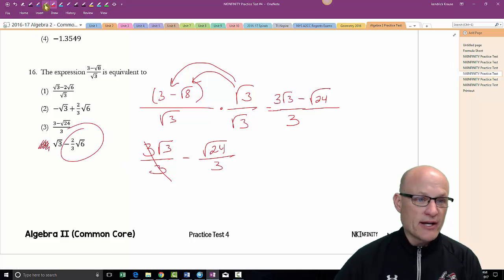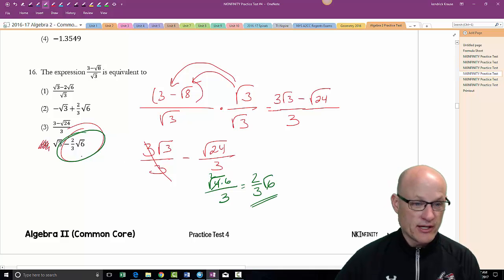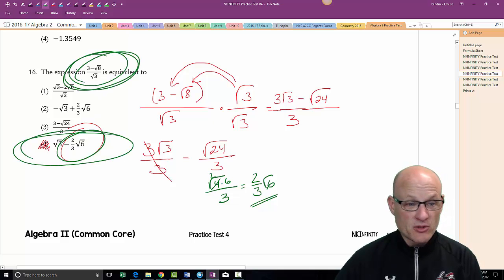Well, that one you have to do a little bit of work. The square root of 24 is the square root of 4 times 6, all over 3. The square root of 4 is 2. So this becomes 2/3 square root of 6, which is that piece right there. And there's your answer. And again, type this in, get a decimal equivalent. Type this in, get a decimal equivalent.